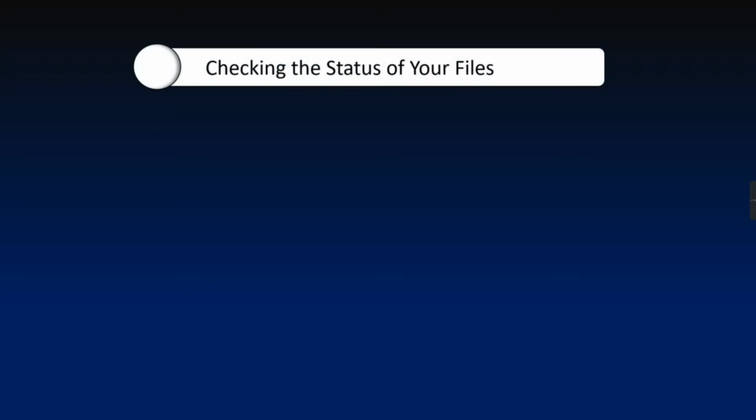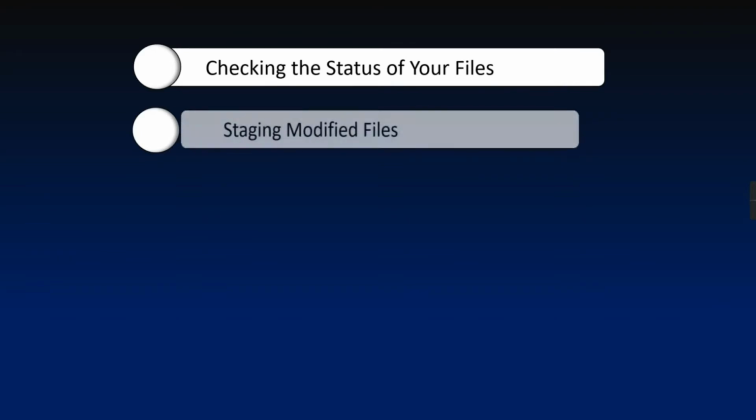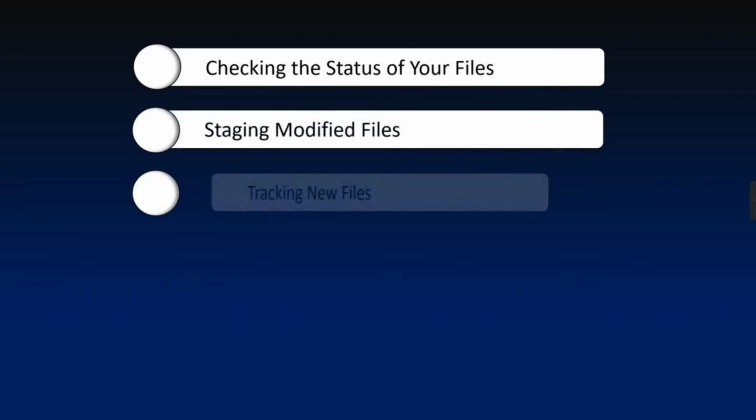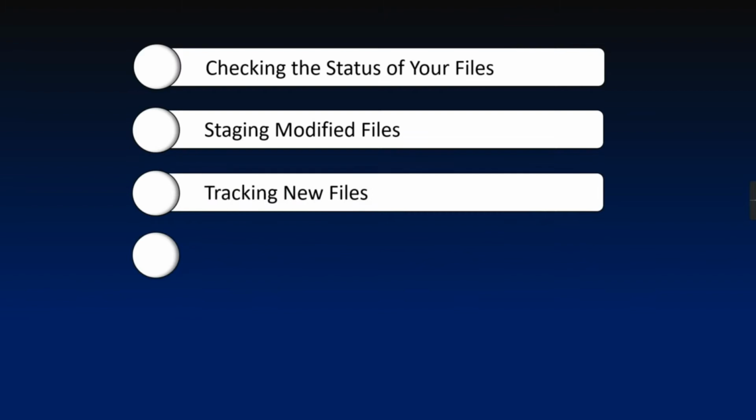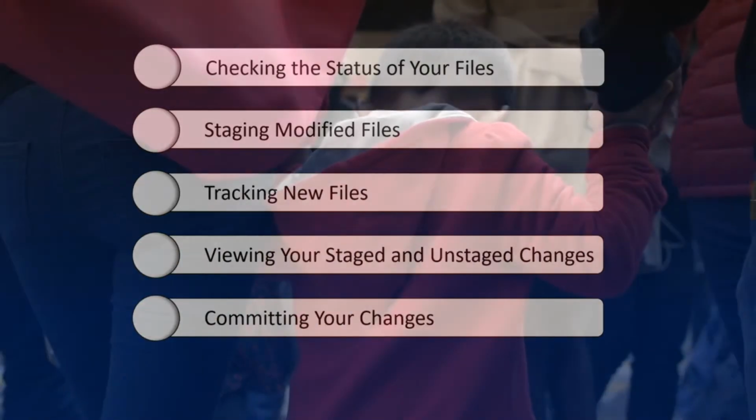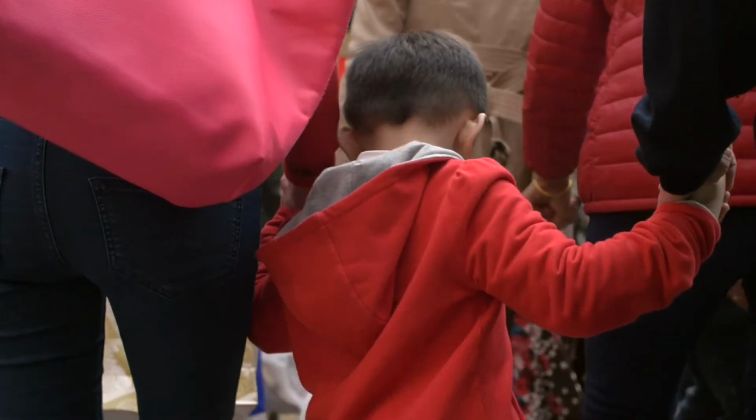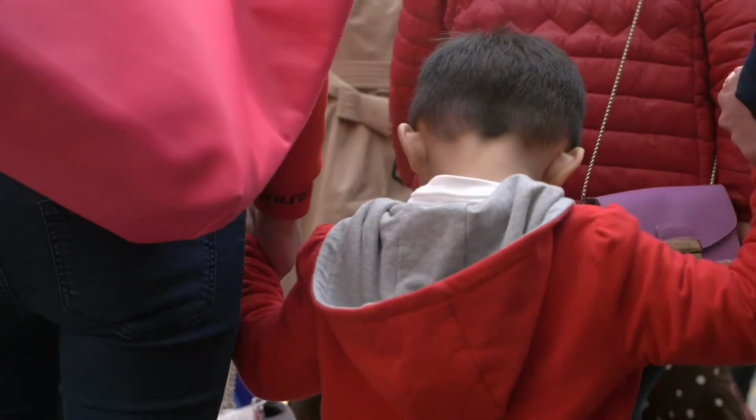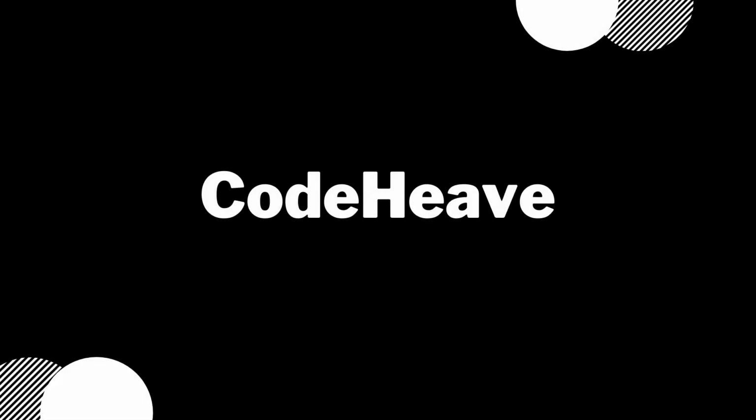In this episode, we are going to see how to record changes to a repository and what the main concepts behind it are, which includes how Git tracks new files, how to view tracked and untracked changes, and making commits to the repository. In this episode, we are going to cover a lot more things, so I would recommend not skipping any part. So without wasting any time, let's get started.